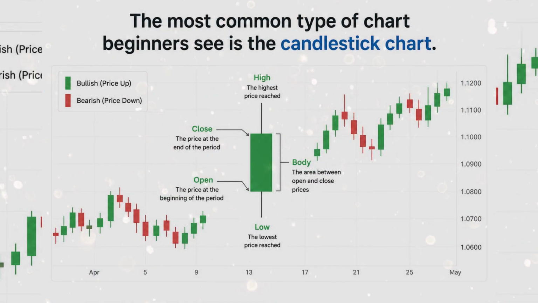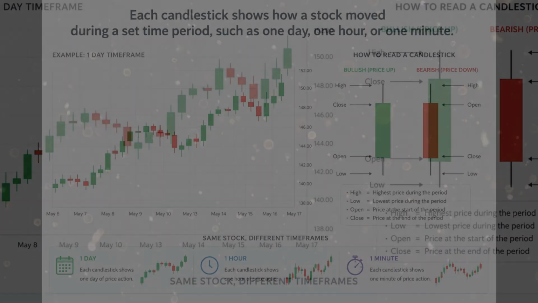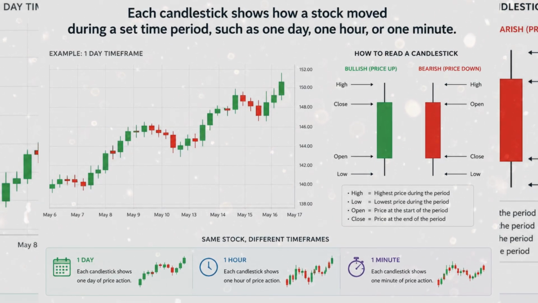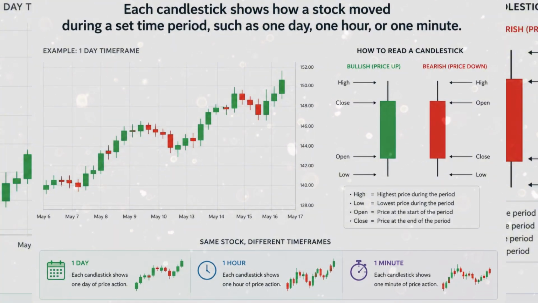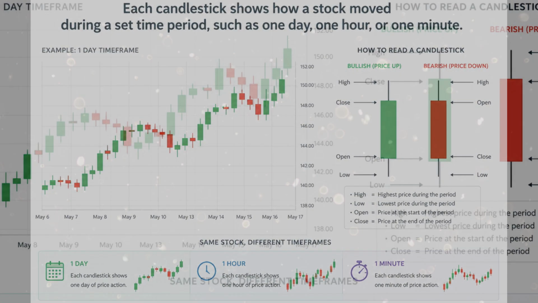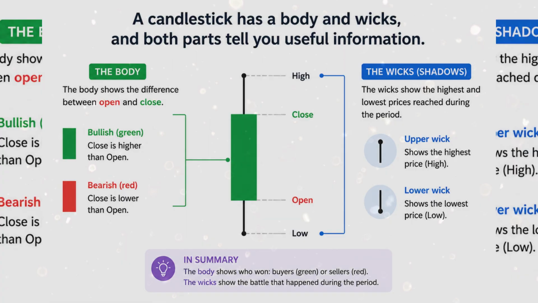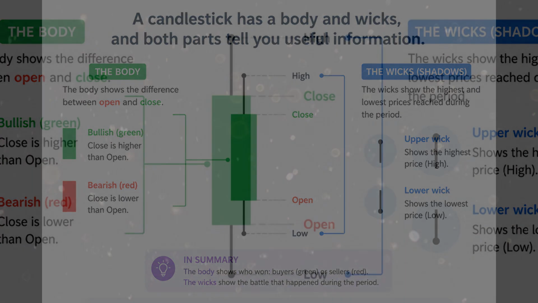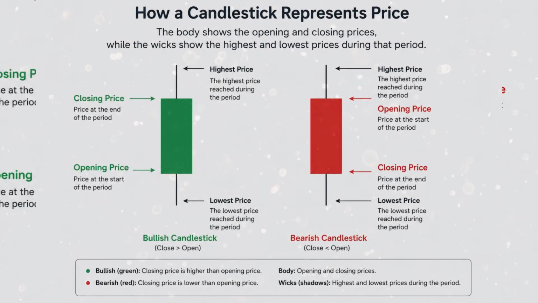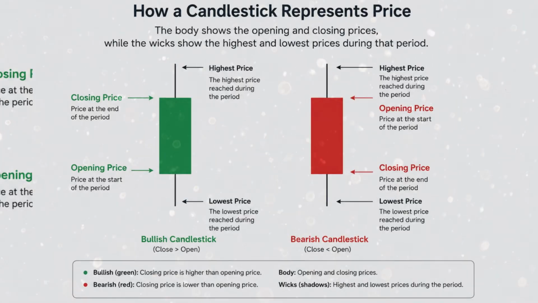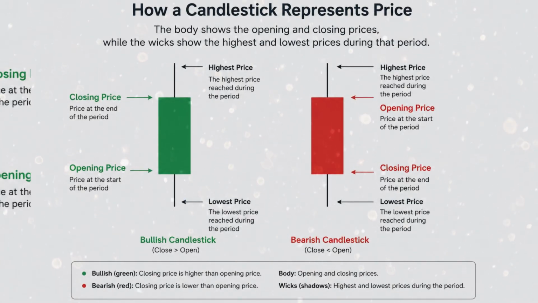The most common type of chart beginners see is the candlestick chart. Each candlestick shows how a stock moved during a set time period, such as 1 day, 1 hour, or 1 minute. A candlestick has a body and wicks, and both parts tell you useful information. The body shows the opening and closing prices, while the wicks show the highest and lowest prices during that period.